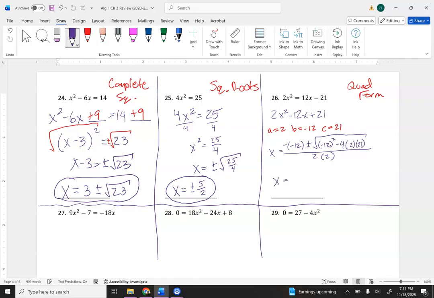So negative 12 is 12. Inside the square root there, you can go ahead and do that in your calculator if you want to, but negative 12 squared is 144. And then 21 times 4 would be 84, and 84 times 2 would be 168. And that's going to be a minus 168. So now we have 144 minus 168. I'm kind of running out of room here, so I'm going to go ahead and erase this part and keep going up here.